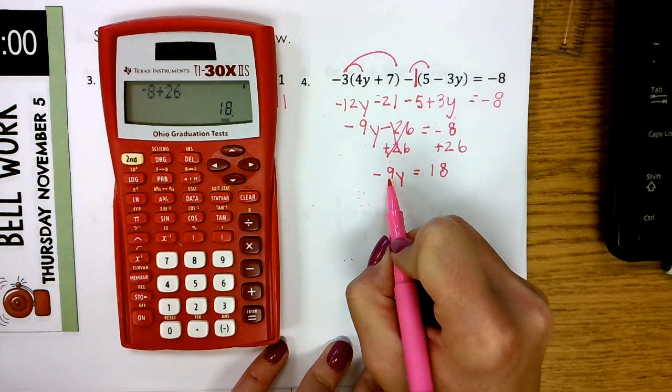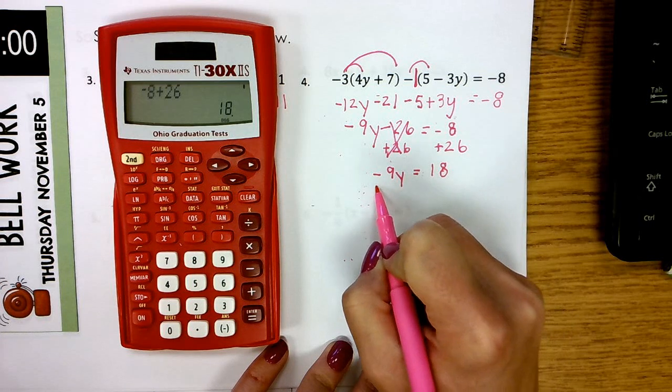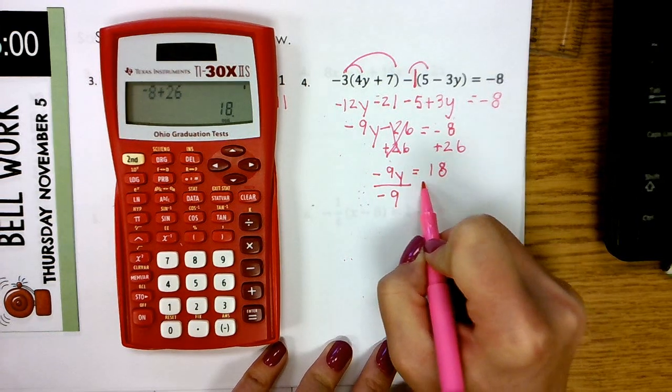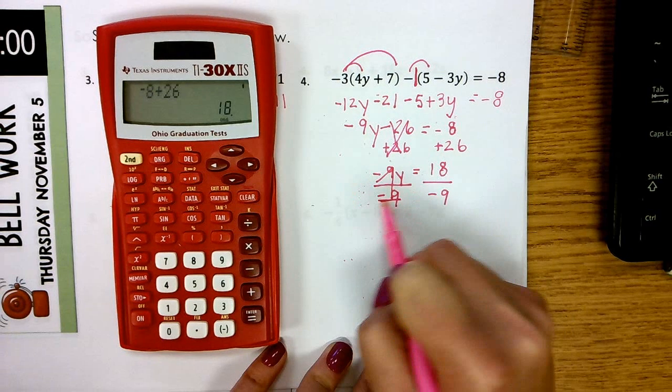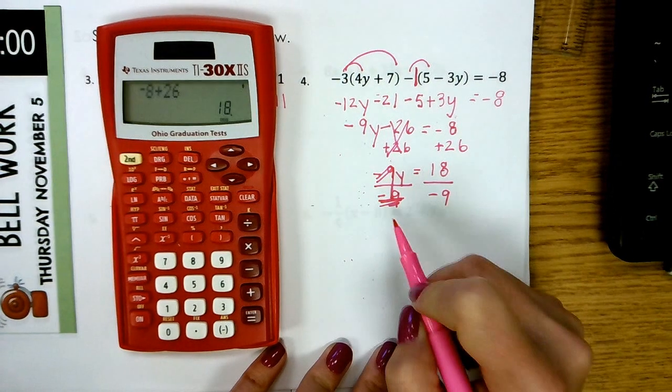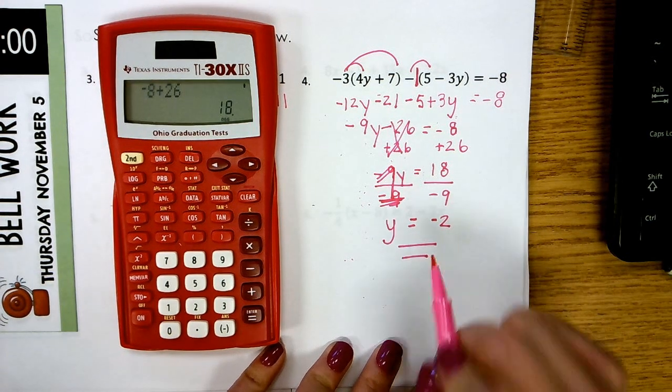We have negative 9 times y equals 18. The inverse of multiplication is division. So we're going to divide both sides by negative 9. Here, these negative 9s make a giant 1. So we get y, which we just write as y, equals negative 2. And that is our final answer.